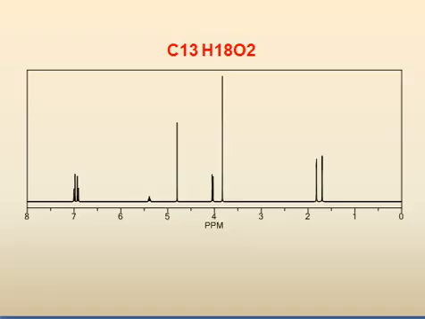This is the molecule, C13H18O2. If we calculate the DBE value for this molecule, C13 means 26 plus 2, 28 minus 18, 10 divided by 2 means 5. In this molecule, there are 5 double bond equivalents.